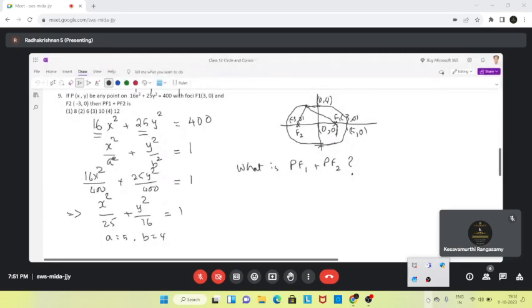Okay. An important property of ellipse, actually that is the definition of ellipse. In your books a different definition is given. One of the definitions of ellipse is that for any point, the sum of the distances from the foci is constant.